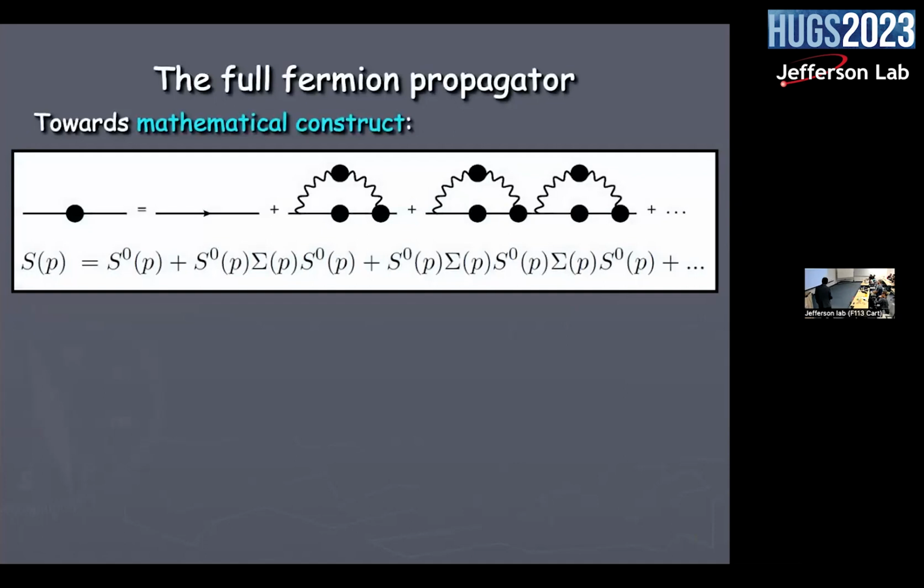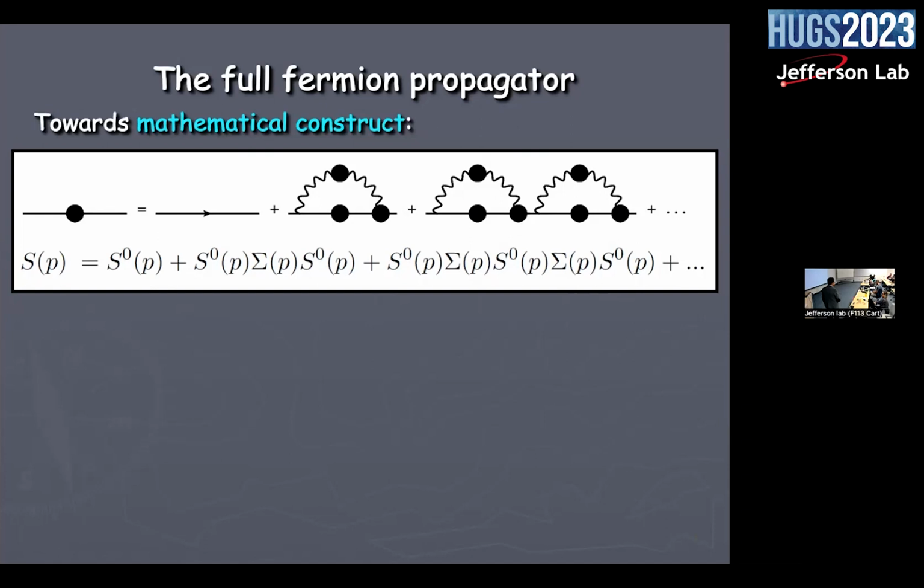So what I can write is this equation symbolically. This is the full fermion propagator. So this is the bare propagator. Then it is plus this piece, the bare propagator, then there is this self-energy, then the bare propagator. Now it is the bare propagator, the self-energy, another bare propagator, self-energy, bare propagator, and it continues.